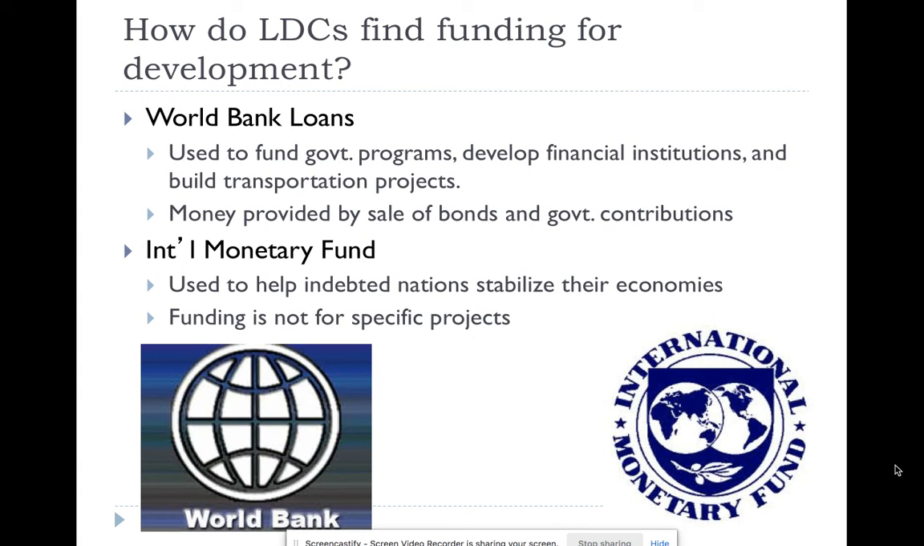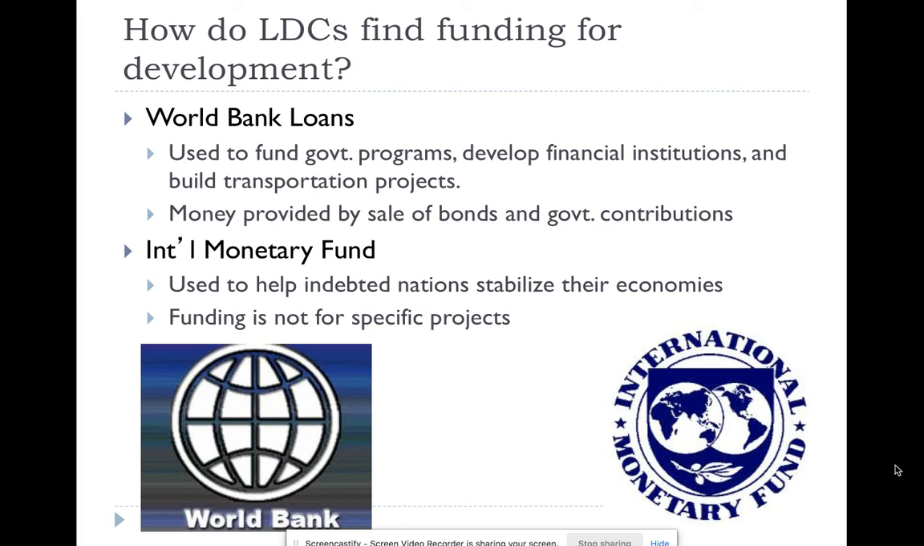So we talk about how do LDCs find funding for development. So if they're not getting funding from these large corporations, where are they getting money from? And there are a couple of options. We have the World Bank loans, and these are typically used for like government programs. So there is a World Bank, and they're able to fund government programs, develop the financial institutions that they need to help create these projects. So they have to go into some kind of like infrastructure for the country. So the money is provided for like the sale of bonds for the government so that they can work on helping to build up the financial institutions or transportation projects, basically.